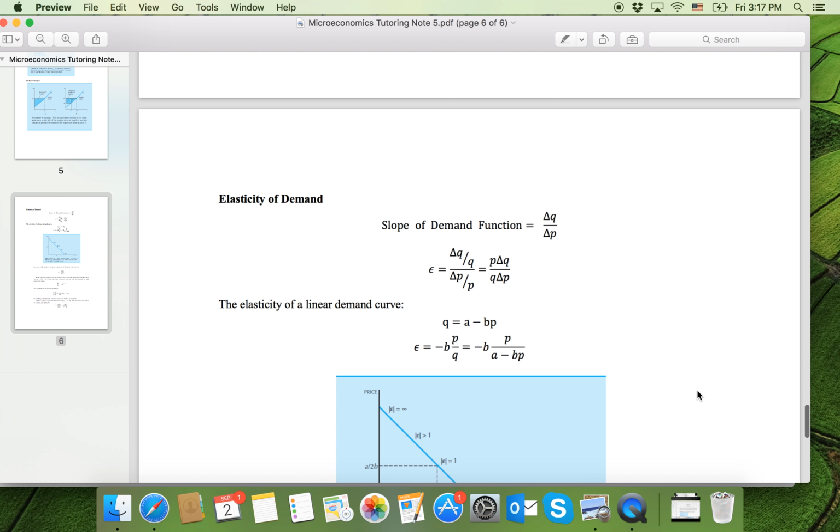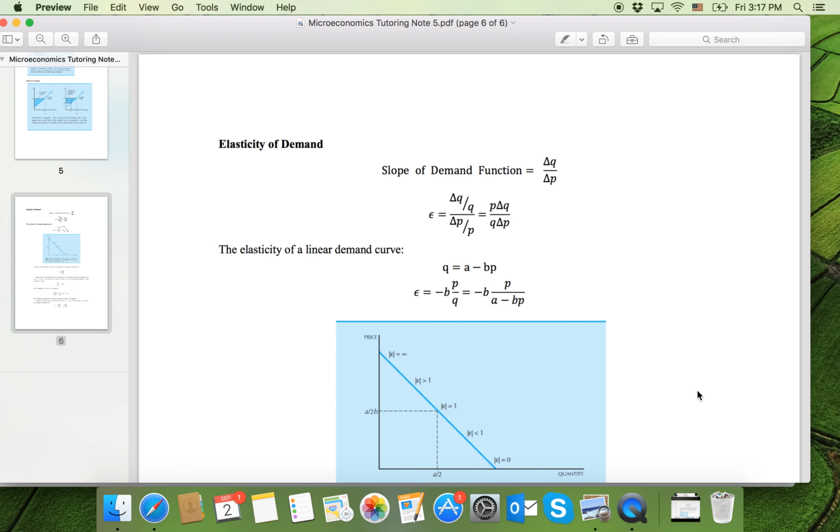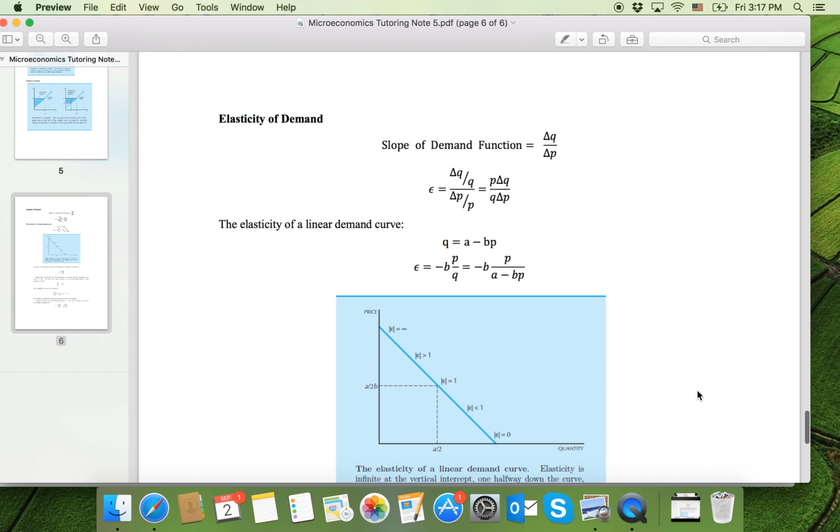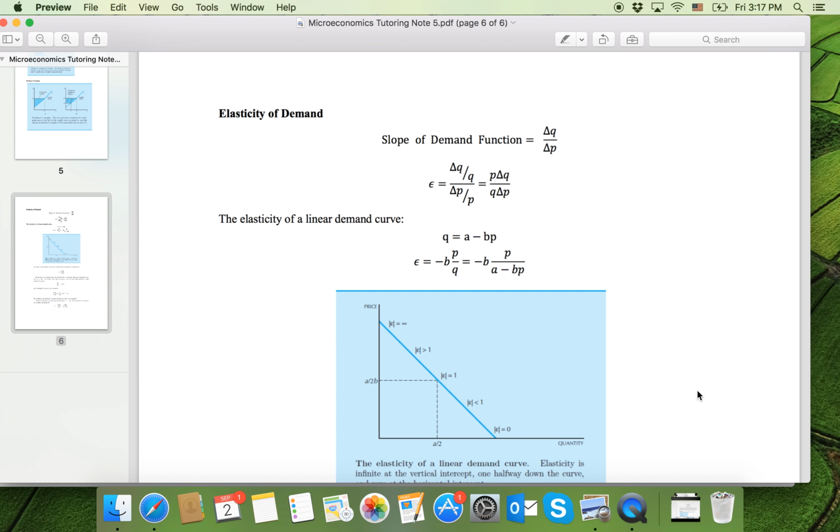The last concept I want to revisit is the elasticity of demand. Okay, so what is elasticity of demand? The elasticity of demand studies how sensitive demand quantity is to the price change. However, it's defined in a unique way. So first, let's revisit the definition of the slope of the demand function. The slope of the demand function measures how quantity changes with price change.